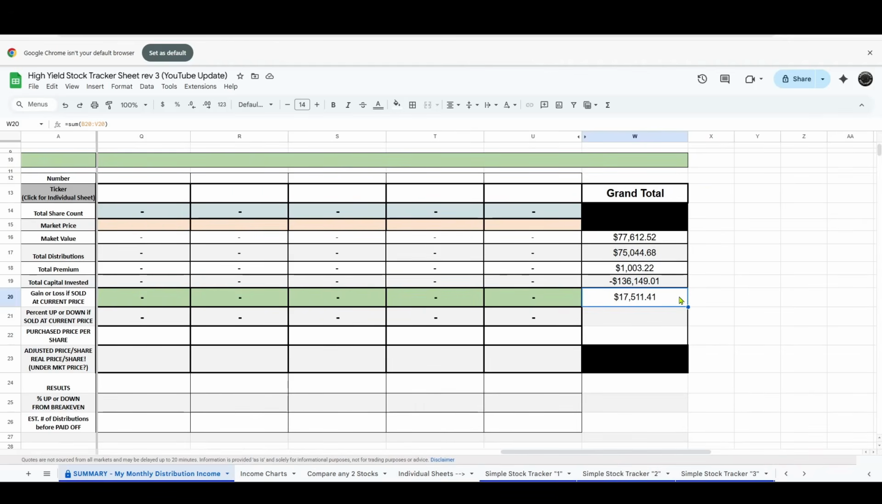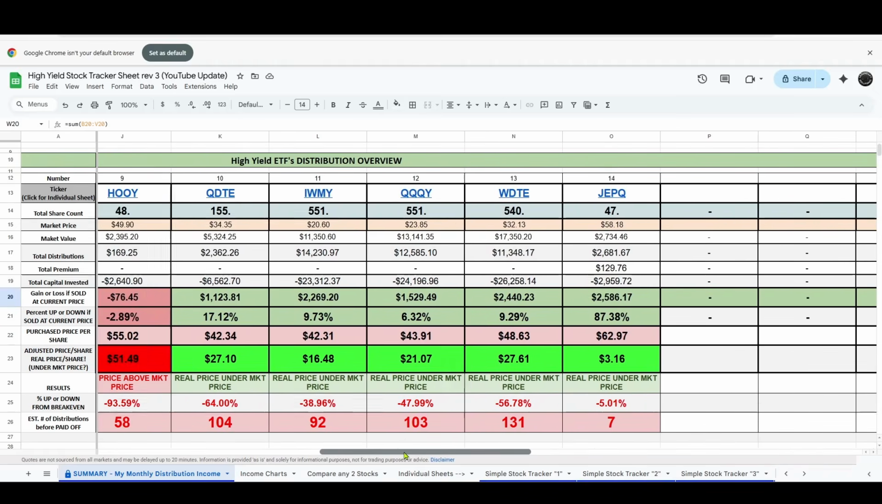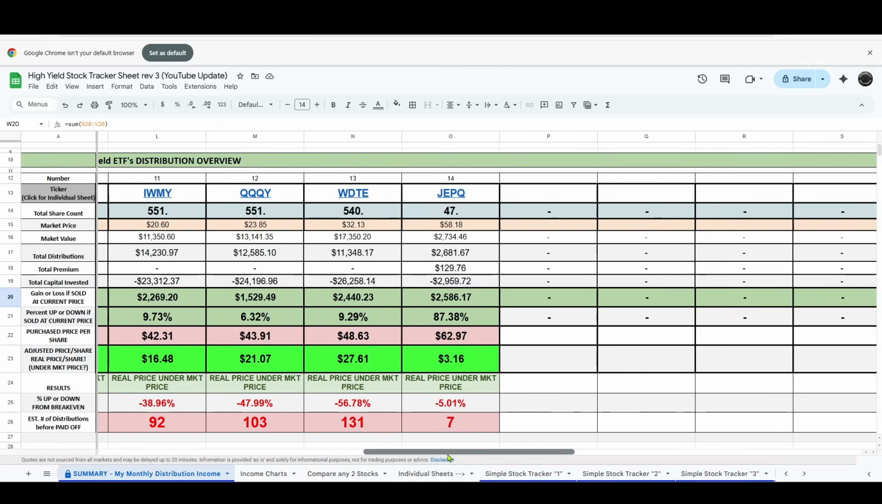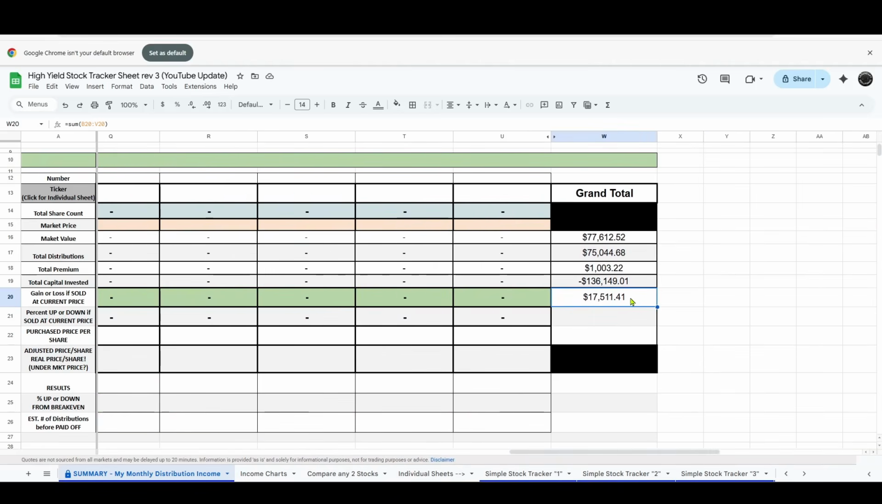Because as you can see, if I were to sell everything, all 14 of my ETFs here, and that's JEPQ, WDTE, QQQY, YMAX, HOOY, all of them, and I were to sell them all at that current price, I would clear $17,511. So I am not losing money. I am still potentially going to make money. Now this of course means that I would have to sell everything to capture that $17,000, but I'm not selling, so therefore I am not capturing that $17,000, right?